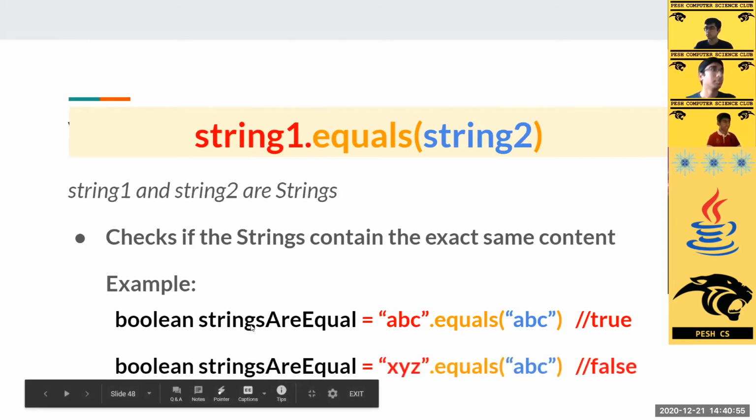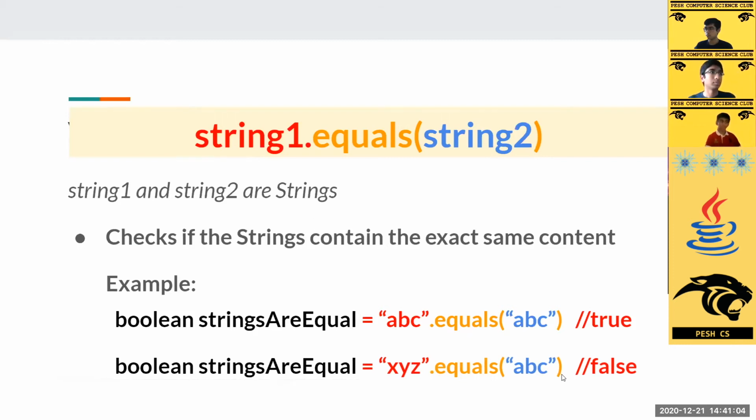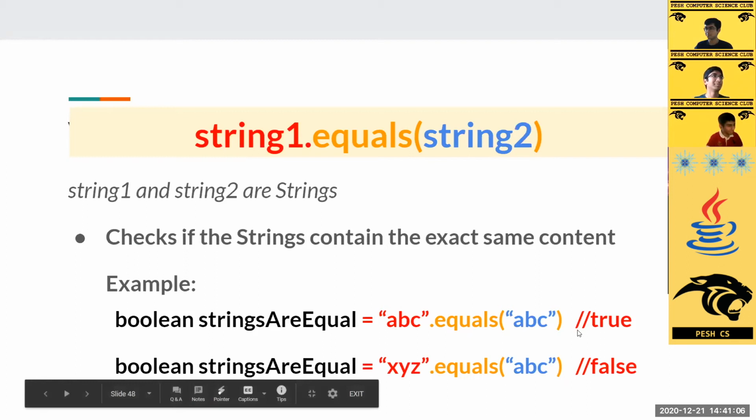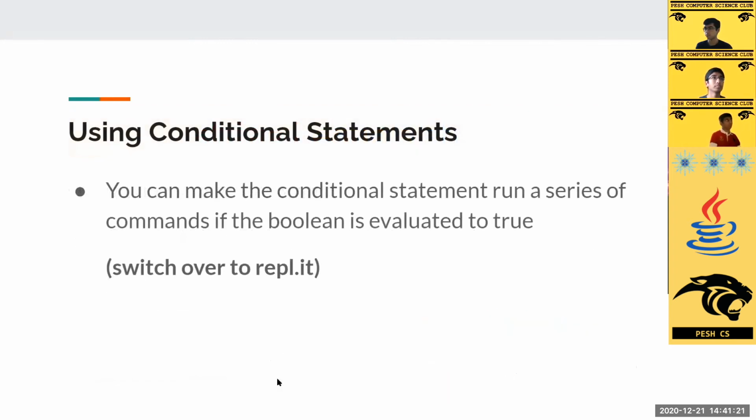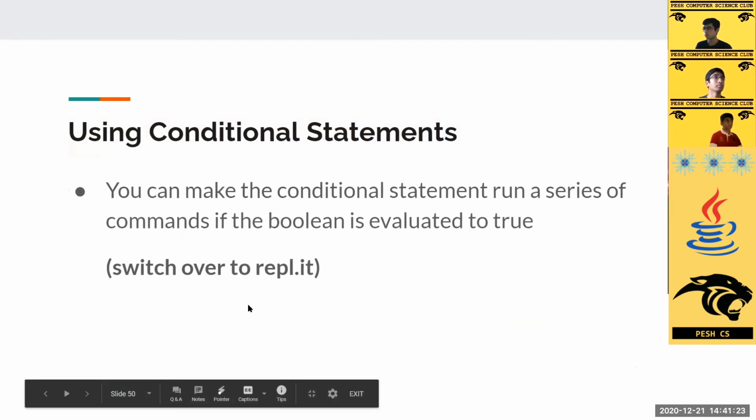Let's go for another example. We have: is XYZ dot equals ABC? Is XYZ the same thing as ABC? I hope you said no, because they are not the same thing. So this would evaluate to false, and this Boolean, strings are equal, is going to be equal to false. You can also use conditional statements with these inequality signs and dot equals.